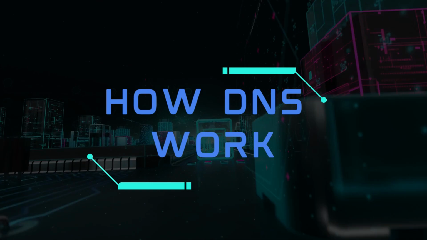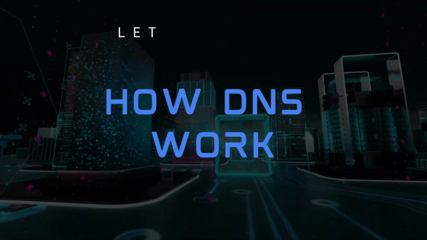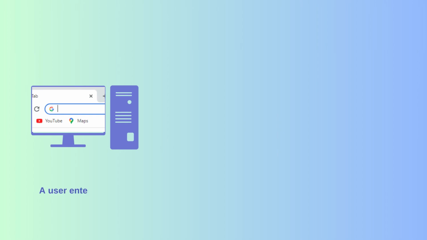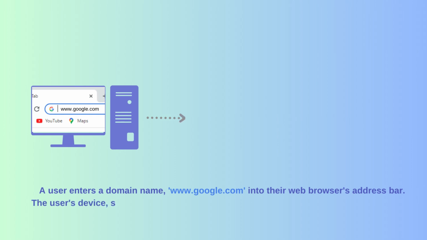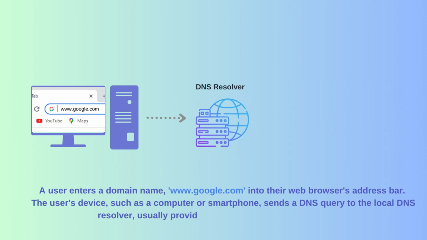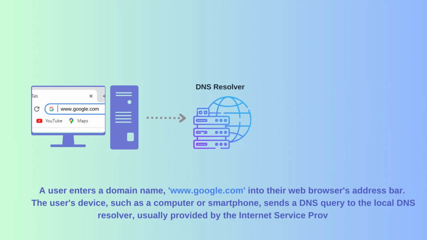But how does DNS work in the background? Let's dive in. A user enters a domain name, www.google.com, into their web browser's address bar. The user's device, such as a computer or smartphone, sends a DNS query to the local DNS resolver, usually provided by the Internet Service Provider.